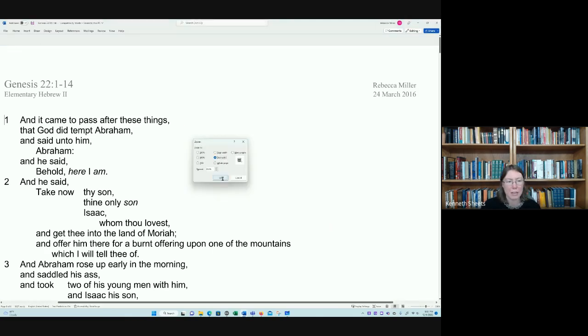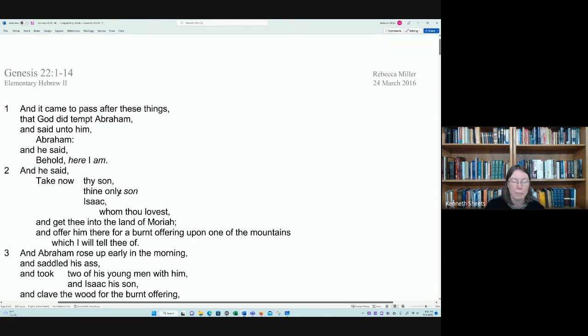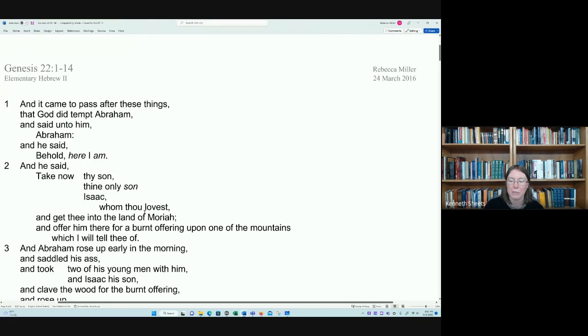But we're going to start taking a look at Genesis chapter 22 this afternoon as well. And we'll just go through the first couple of verses here. At this point, probably just verse 1 to illustrate that haya and amar there. But notice here, so this is the passage. And it came to pass after these things that God did tempt Abraham and said unto him, Abraham, and he said, Behold, here I am. And so that is going to be that first verse here.